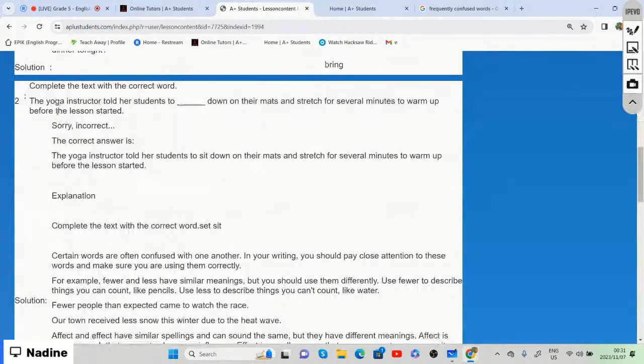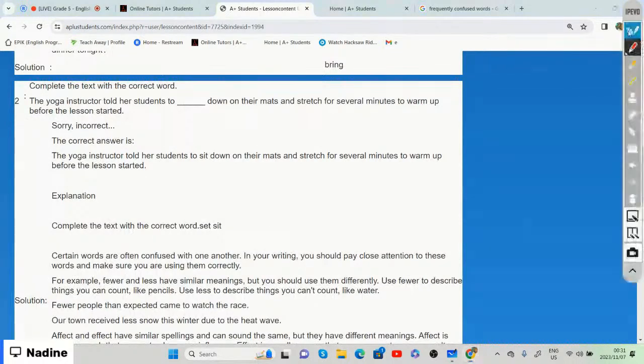The yoga instructor told her students to sit down or to set down on their mats and stretch for several minutes to warm up before the lesson starts. So, what is the word that we need to use in order to complete the sentence? Do we say the yoga instructor told the students to sit down or to set down on their mats and stretch for several minutes to warm up before the lesson starts?